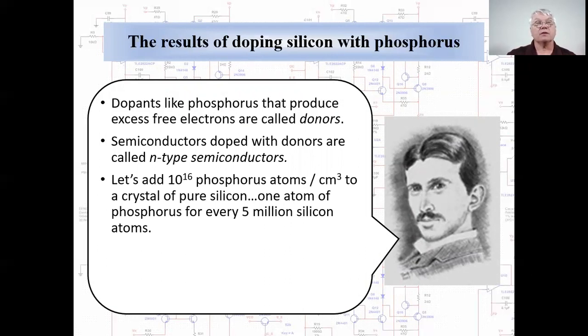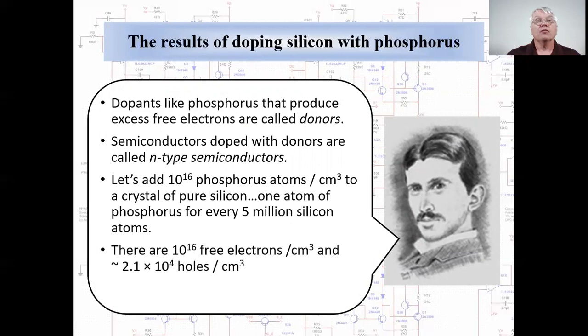Let's add 10 to the 16th phosphorus atoms per cubic centimeter to a crystal of pure silicon. This is actually only a trace amount of phosphorus: 1 atom of phosphorus every 5 million silicon atoms. Now, the product of free electron concentration and hole concentration is constant. It's equal to the square of the intrinsic electron-hole pair concentration in pure silicon. At 300 Kelvin, the square of the intrinsic electron-hole pair concentration in silicon is 2.1 times 10 to the 20th.